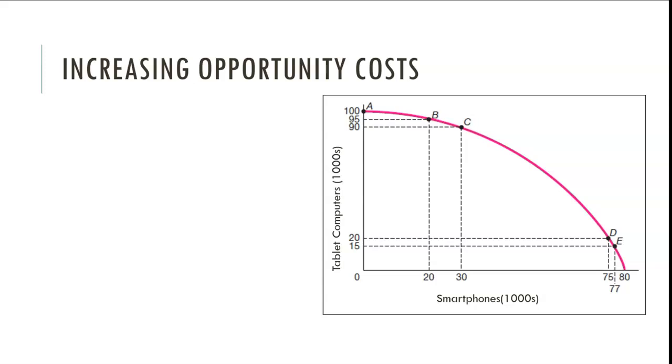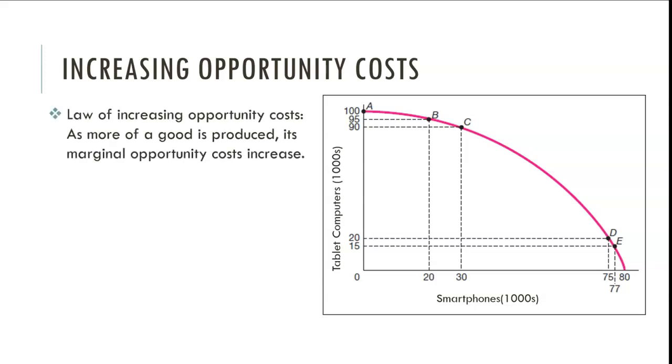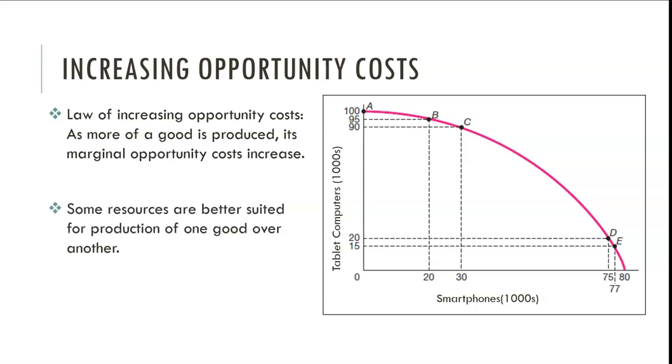In this example, we see a graph, and this economy maybe is representing one company. They can produce tablet computers or smartphones. If they want to produce more smartphones, they have to give up computers. If they want to produce more computers, they have to give up some of their smartphones. We're going to see the law of increasing opportunity costs because the marginal opportunity costs are increasing. Partly because inputs are not equally usable for all types of production. Some resources are better suited for the production of one good over another.